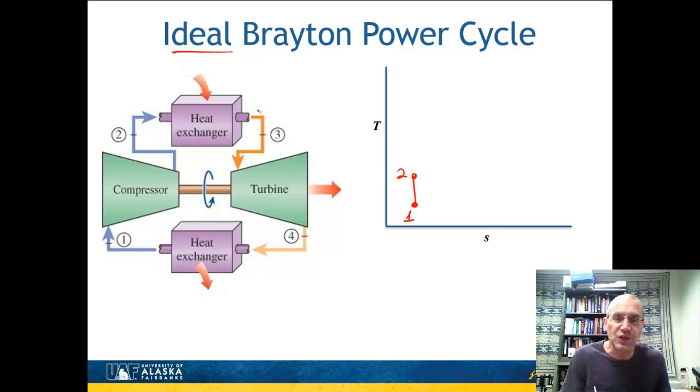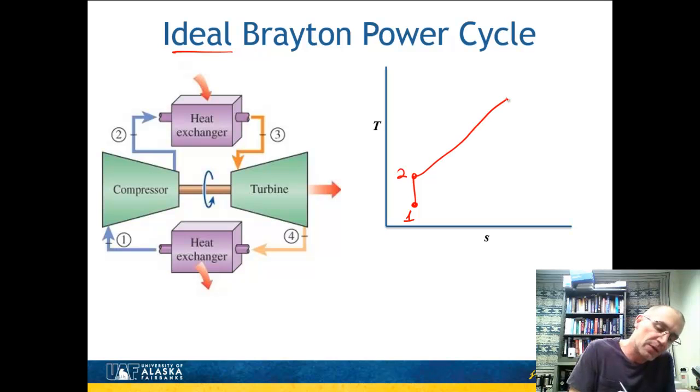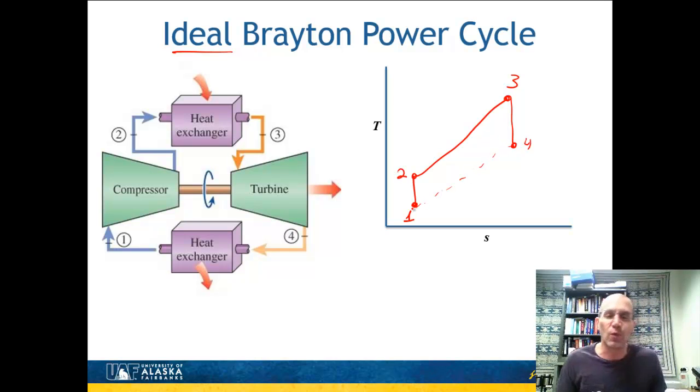Then we run through a heat exchanger at constant pressure. It's going to increase the temperature and at the same time increase the entropy. And so it'll go up to some point up there, which would be state 3. Running through a turbine, if this is an isentropic turbine, it's going to go straight down to state 4, and then we can connect 4 to 1 again.